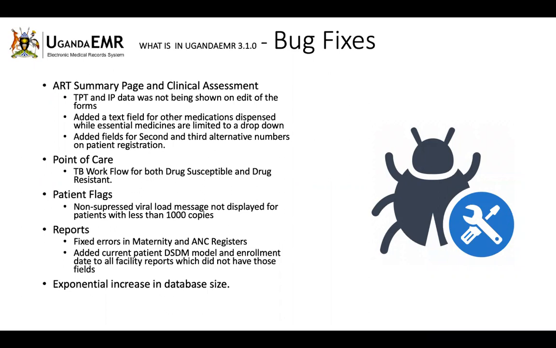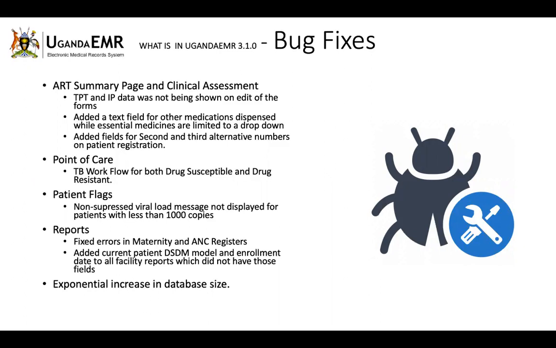which we have also done. In terms of point of care, we have provided, like I said, the TB workflow for both drug susceptible TB and drug resistant TB, which subsequently going forward, we shall discuss more in detail. Then patient flags, we've also added a patient flag for non-suppressed viral load. The message was not displaying for patients with less than 1,000 copies. Those of you, when you update, you will actually see it.